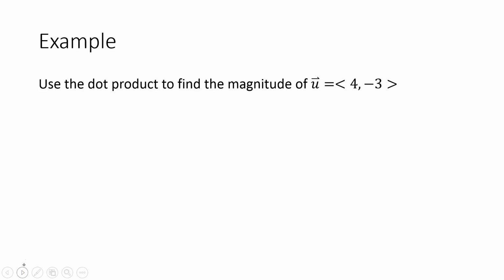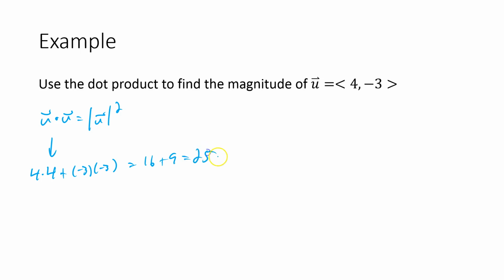Use the dot product to find the magnitude of this vector. Well, we were just told that if we dot u with itself, we'll end up with the magnitude of u squared. So I'll do the dot product, and then I'll just take the square root. So the dot product would be 4 times 4 plus negative 3 times negative 3. That is 16 plus 9, which is 25. So then, we know that is the magnitude squared. That's one of our properties. So if I want the magnitude, what do I do? Well, I'll just take the square root. Square root of 25 is 5.